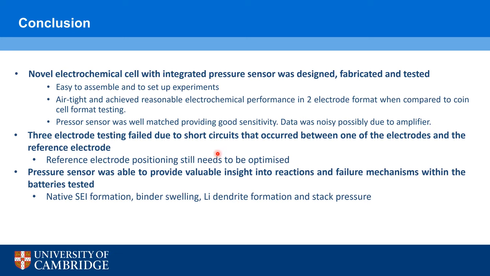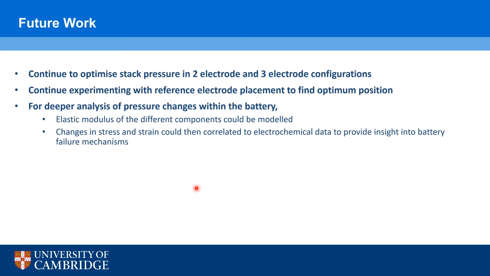And we were able to get some good insight into the battery in terms of native SEI formation, binder swelling and dendrite formation. And it seems like, at least in the two electrode format, just a few tests to try and optimize the stack pressure could allow us to have some nice testing of long term to try and look at the changes in pressure in a 2-electrode cell.